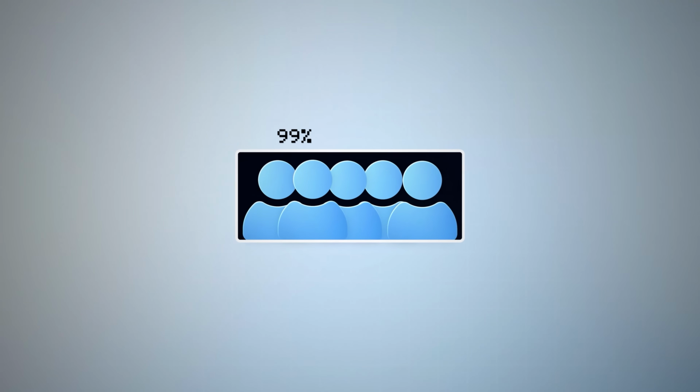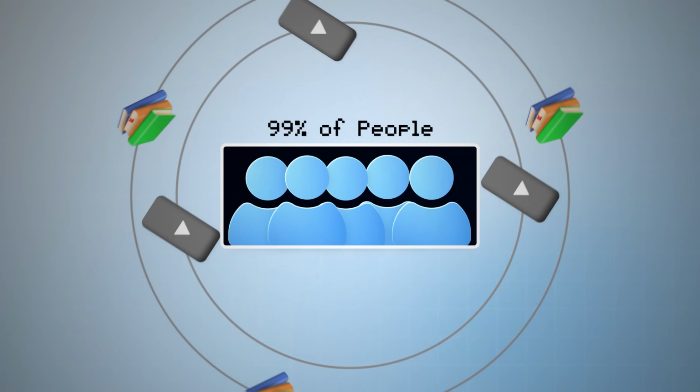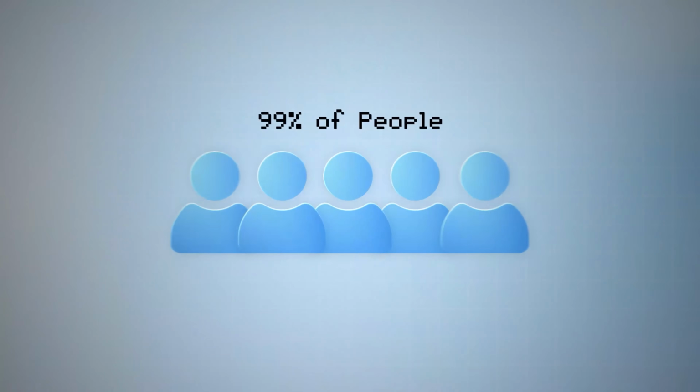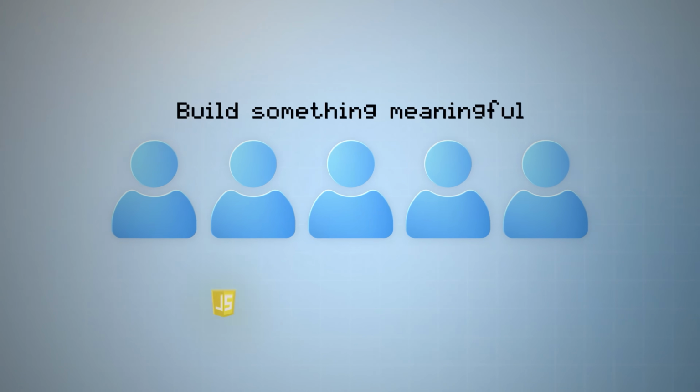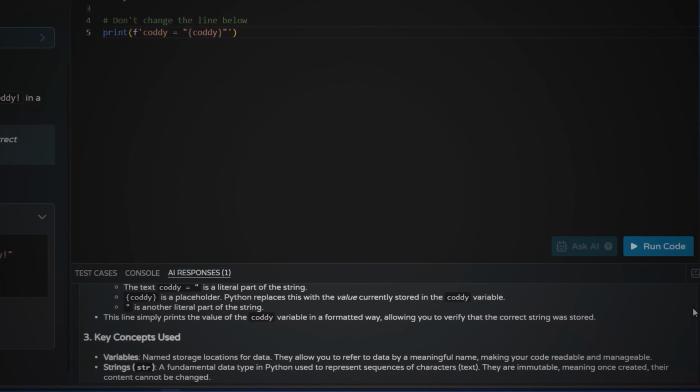Because I would say 99% of people end up getting stuck in what we call tutorial hell, watching videos, reading textbooks. But the way to break free of all of that is to build something meaningful, and that's how you master these coding languages. Plus, as you're learning, they have an AI assistant to help you understand the coding language and answer any questions that you have.